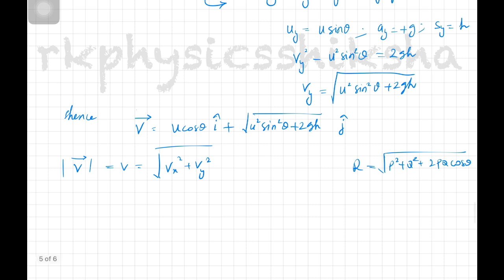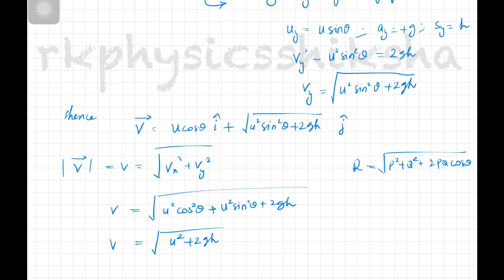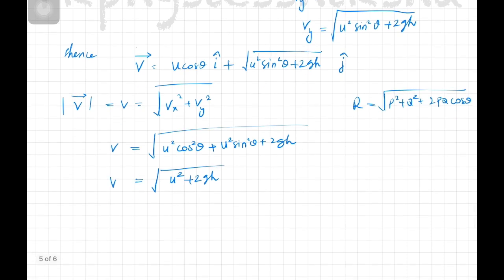Cos 90 is 0, so you will get u square cos square theta plus u square sine square theta plus 2gh, from which I get the velocity at the point of striking the ground as root of u square plus 2gh. Why I get u square plus 2gh is because if I take u square common out here, I get sine square theta plus cos square theta, which is 1. So now I have calculated the value of velocity at the point of striking the ground.